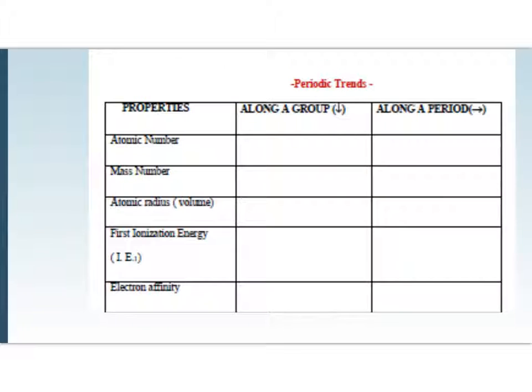Okay, now comes the periodic trends. We are going to talk about atomic volume, atomic radius, first ionization energy, electron affinity. But we're going to start with the easiest ones, atomic number and mass number. Now, these ones increase when you go in both directions. When you go along a group from top to bottom or along a period from left to right, atomic number and mass number are increased. Now, for all the other properties, electron affinity, or we're going to talk about metallic properties, if they increase on one side, they are going to be decreased on the other side.